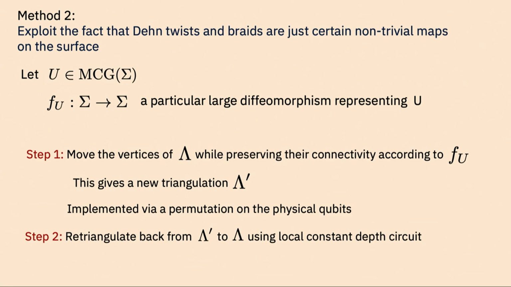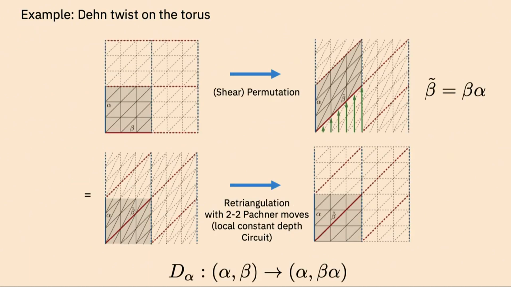This can be done in 2 steps. The first step is to move the vertices of lambda according to the map f, while preserving the connectivity of the graph. This will give us a new triangulation lambda prime, and it can be implemented with a permutation of physical qubits. The second step is to retriangulate the surface back to itself, such that we are back to the original Hilbert space.